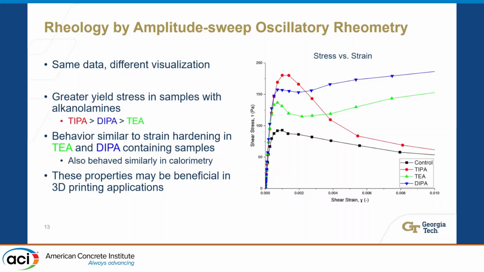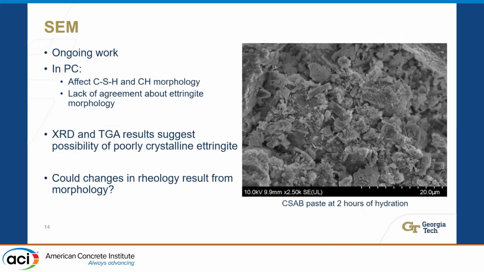And then finally, we're wondering, why do we see these changes? So we decided to look at SEM, and this is current work right now. We know in Portland cement, the addition of alkanolamines affects the CSH and calcium hydroxide morphology. However, there's been a lack of agreement about whether or not there are changes in the ettringite morphology. And we saw in the XRD and TGA data again that there may be some poorly crystalline ettringite. So the changes that we see physically may be a result of differences in morphology.